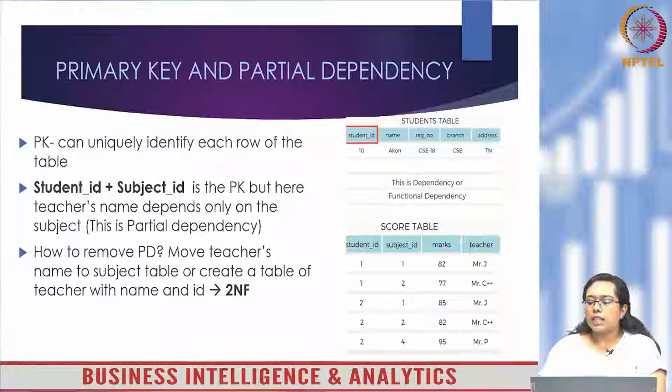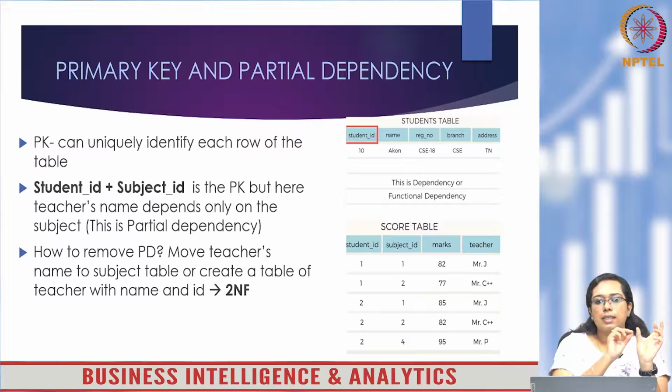But see the teacher's name. Teacher's name is depending only on the subject ID, right? Teacher is dependent on what subject he or she teaches. It is not dependent on who he teaches, right? There will be multiple students. So, teacher's name is not dependent on student name. It is just dependent on subject ID. So, we have the primary key which is subject ID plus student ID, and there is the teacher who depends only on the subject ID and not on the student ID.